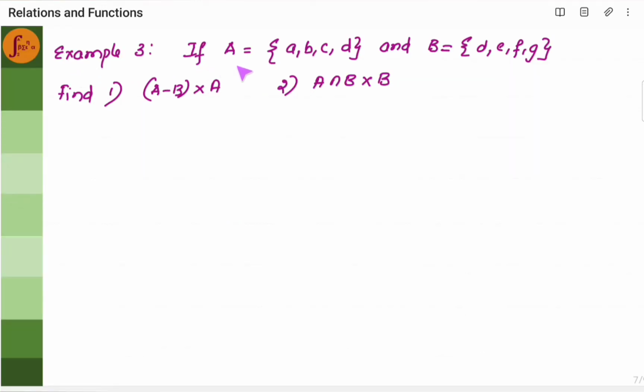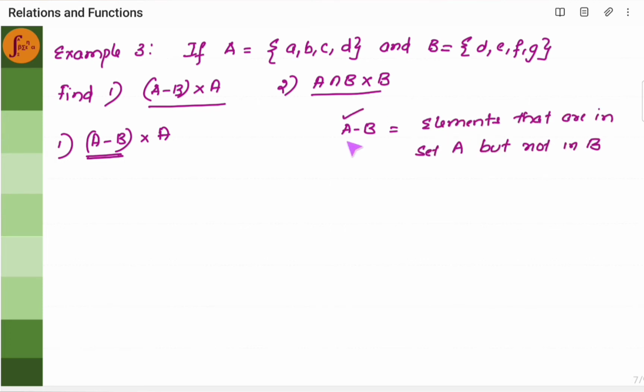Now let's take the third example. Set A is given, set B is given. We'll have to find A minus B into A and A intersection B into B. So let's take first one, A minus B into A. Let's first find out what is there in brackets. We have A minus B. So A minus B means elements that are there in set A but not in B.